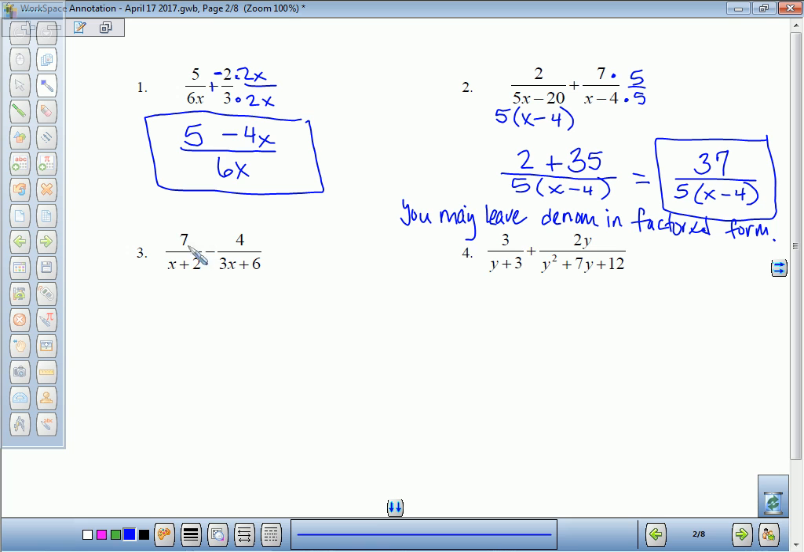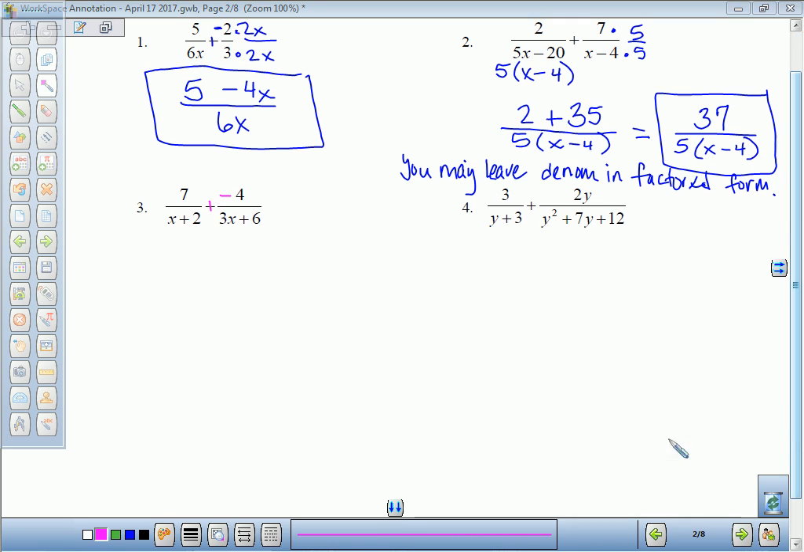Let's take a look at number 3. We have another subtraction problem. So the first thing you probably want to do is change it to adding the opposite of everything in the numerator. But once again, we have a very simple numerator. And then we will factor our denominators. The first one doesn't factor. The second one has a GCF of 3. Okay? So this is x plus 2. This is 3 times x plus 2. So that common denominator would be the 3 times x plus 2.